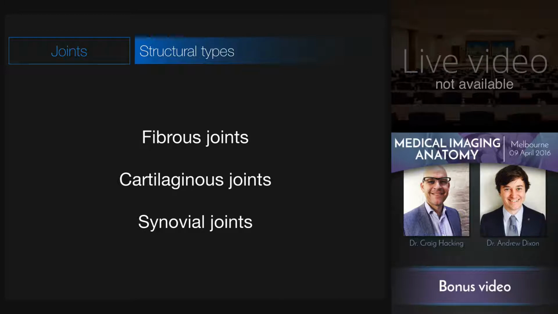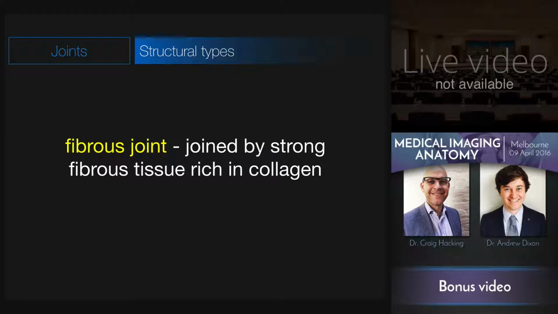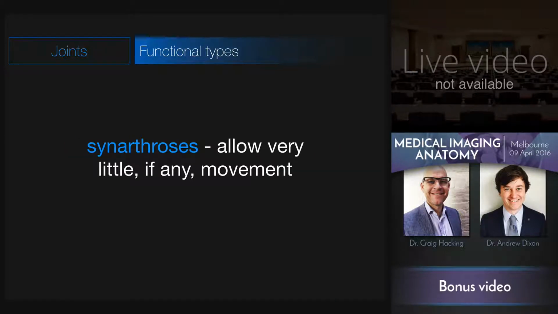And these three structural types of joint are defined by the tissue that binds the bones together. And we're going to look at each of these in turn, beginning with the fibrous joints. A fibrous joint is joined by strong fibrous tissue rich in collagen. These joints are defined functionally as being synarthroses, in that they allow very little movement, if any.